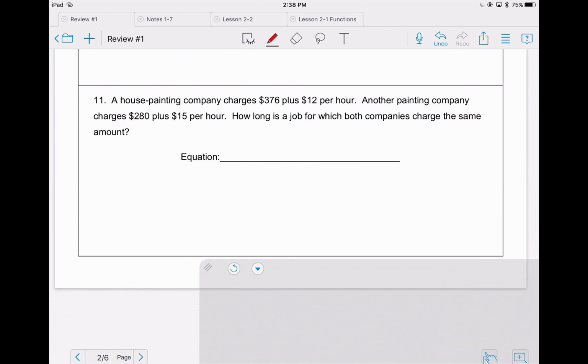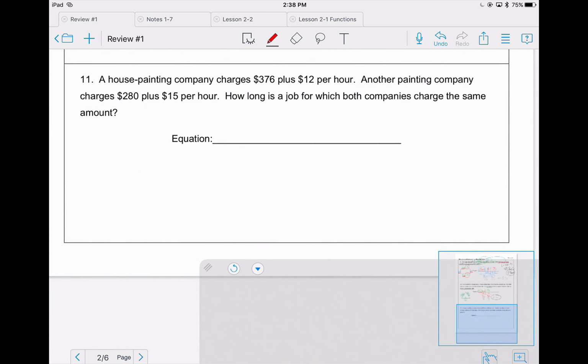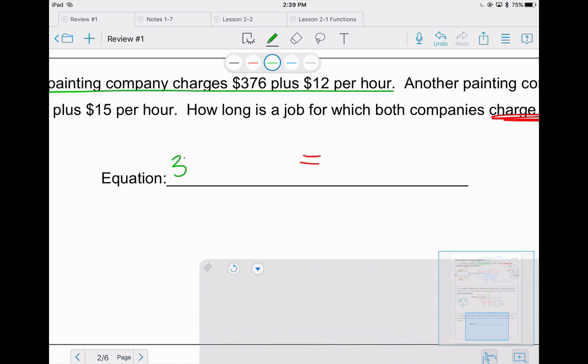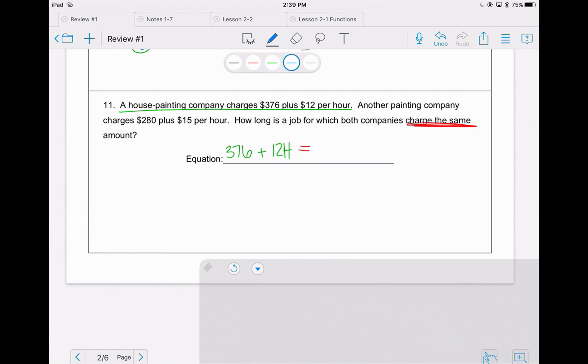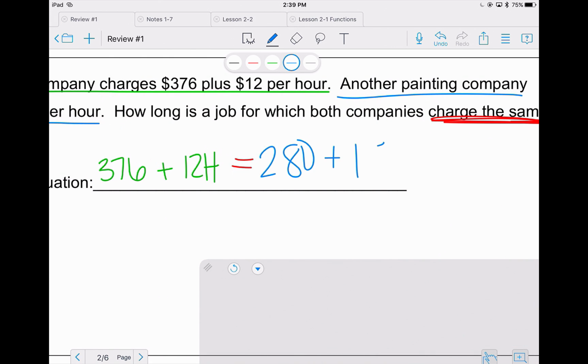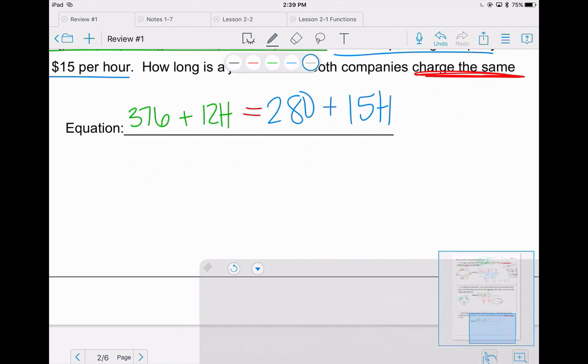Problem 11, we have a house painting company. We're comparing 2 different companies. They want to know where they are going to charge the same. So I'm looking for where these 2 are equal. For the first house, I will do it in green. It's a one-time fee of $376 plus 12 an hour. So 12 times hours, because we don't know how many hours. $376 is by itself because it's a one-time fee. The other company is $280 plus 15 per hour. So $280 for the first time plus 15H.